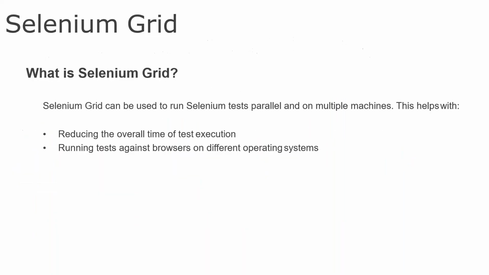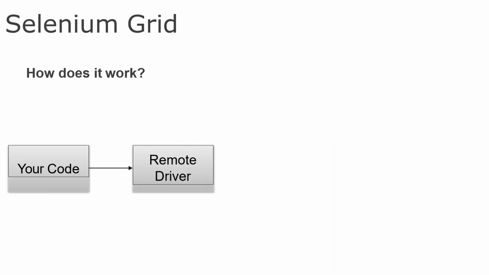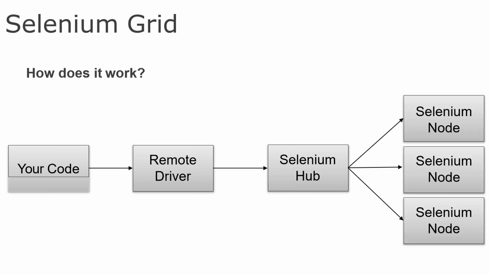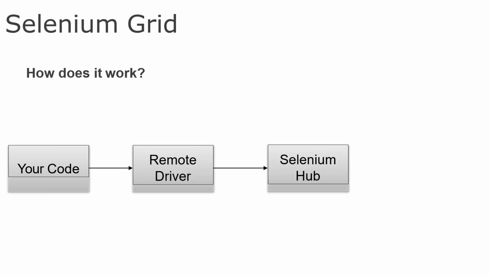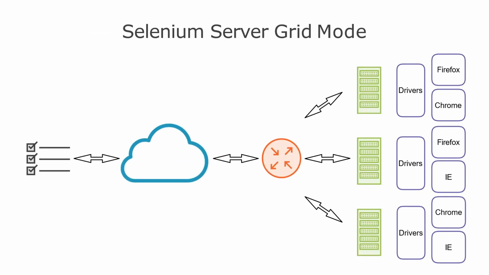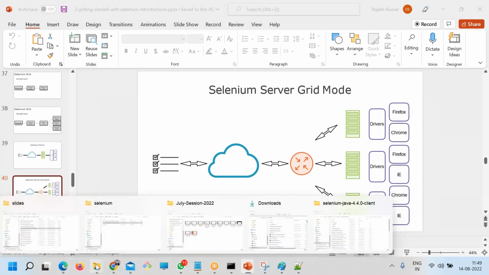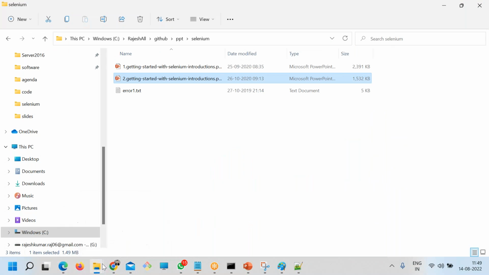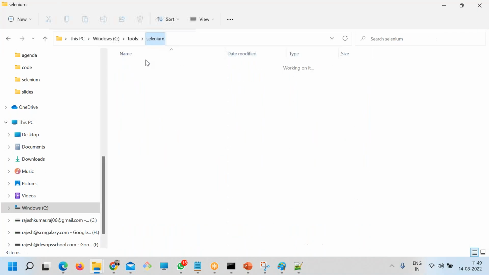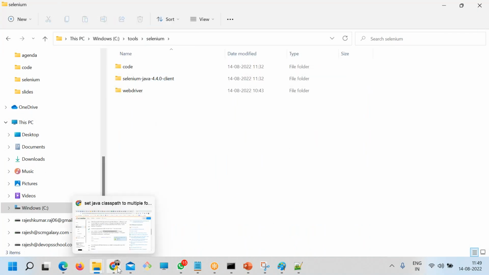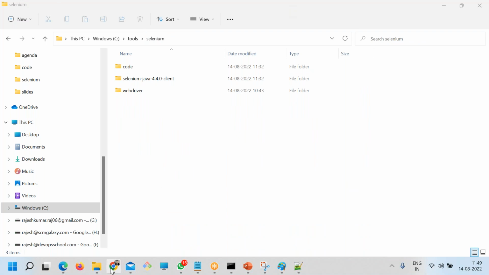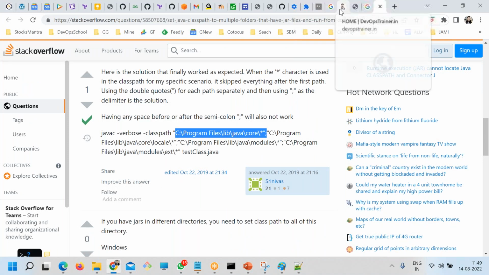Here the code is sent to the remote driver and Selenium Hub. So this is something which we have to understand. So let me show you all this demo directly. Okay, so first thing you need to download the grid. Did we have the grid? Actually I did not download the grid. Now I'll go and download the grid. Okay, so Selenium website.